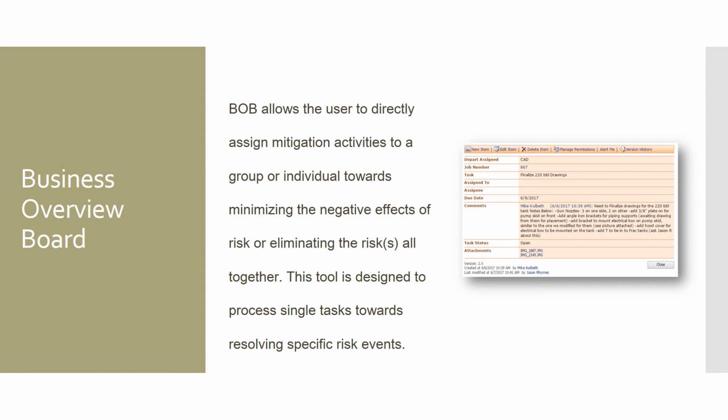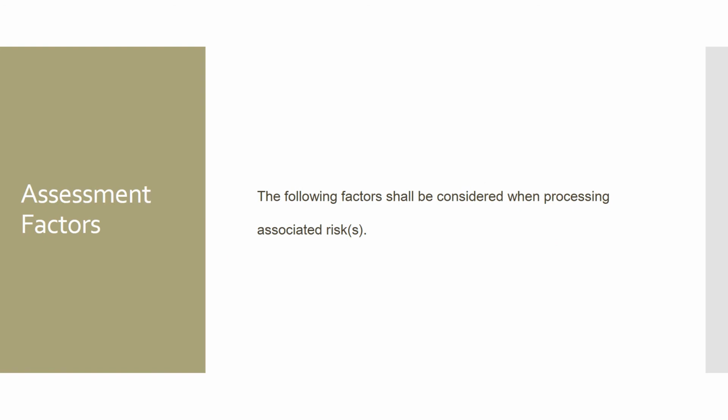Bob allows the user to directly assign mitigation activities to a group or individual towards minimizing the negative effects of risk or eliminating the risk altogether. This tool is designed to process single tasks towards resolving specific risk events. The following factors shall be considered when processing associated risks.